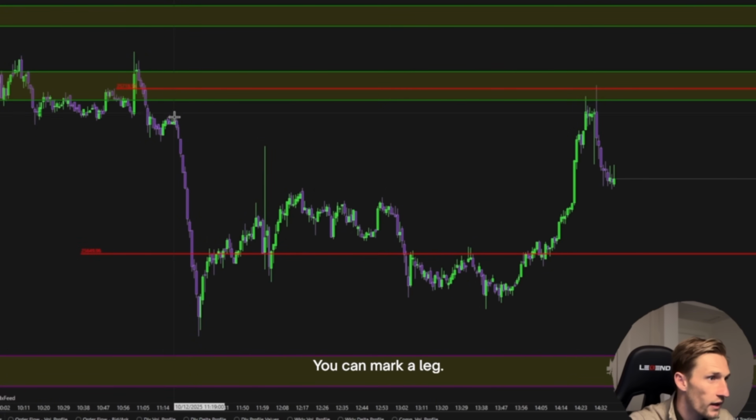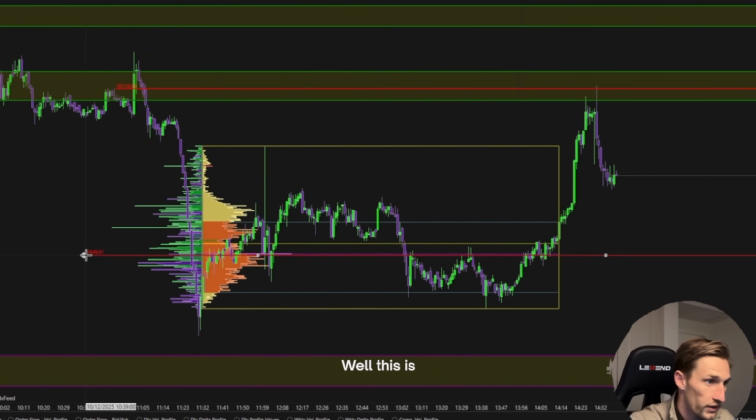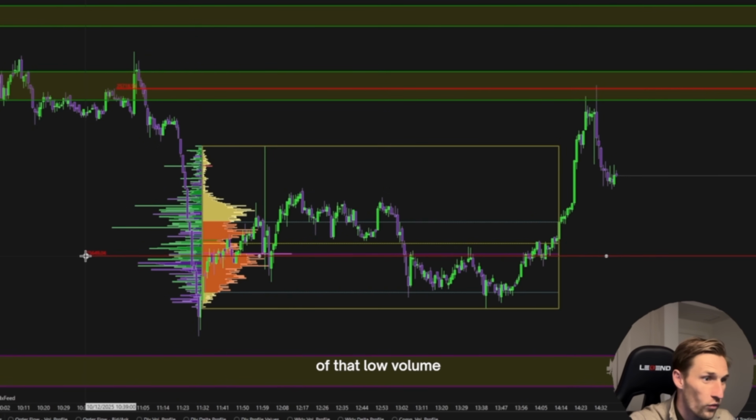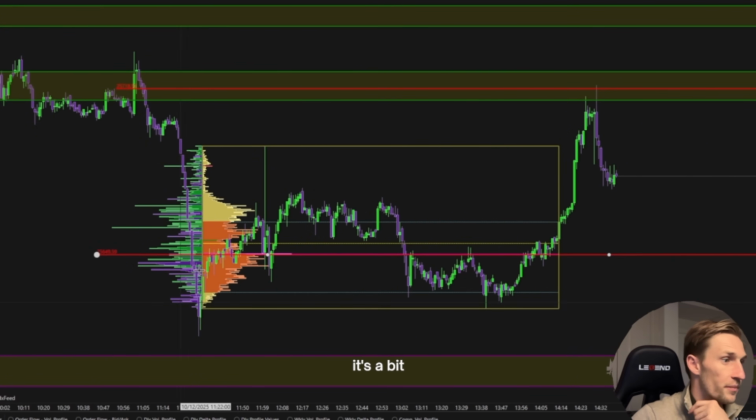You can mark a leg. But now here we had quite some consolidation afterward. Well, if you want to see what happened in this consolidation, we can just take this consolidation and see what happened here. Well, this is also very funny, because the point of control was exactly at the spot of that low volume node of this leg. So that's also very funny. But we don't have too much selling at that spot anymore, so it's a bit more divided.